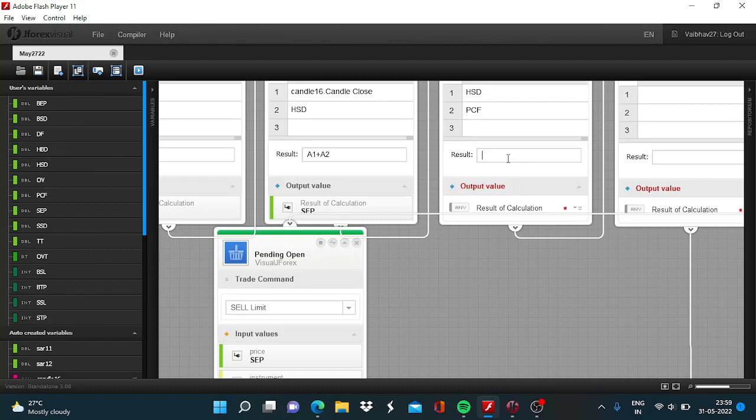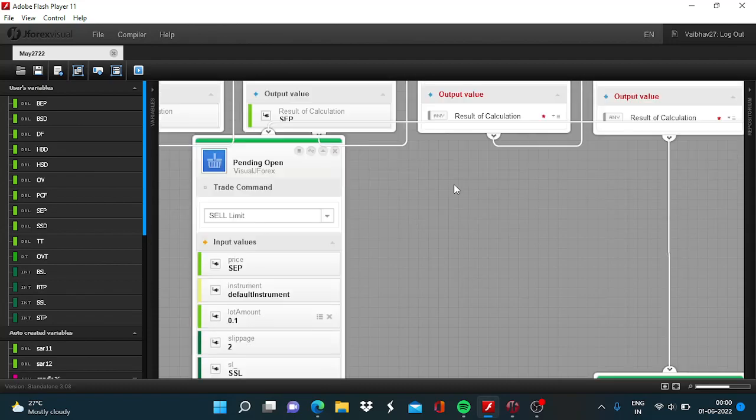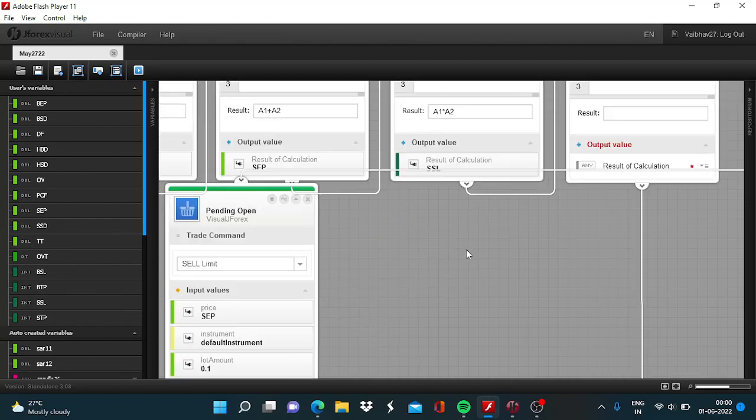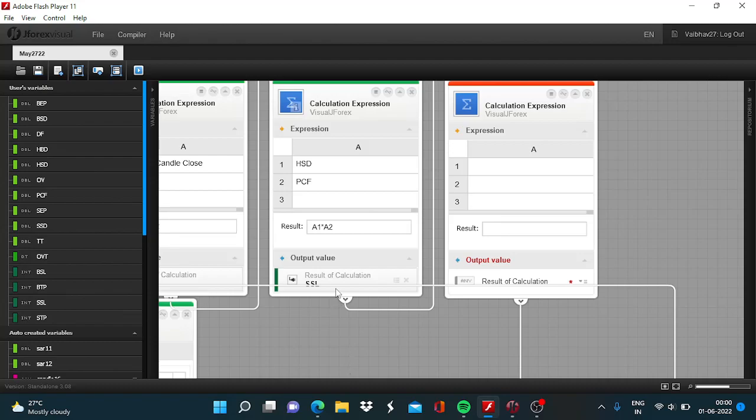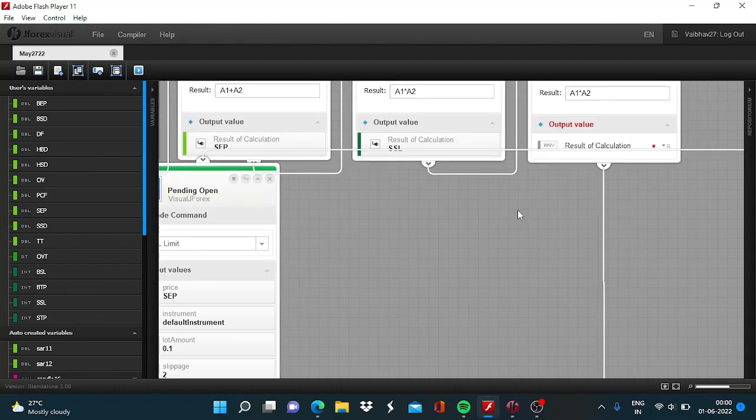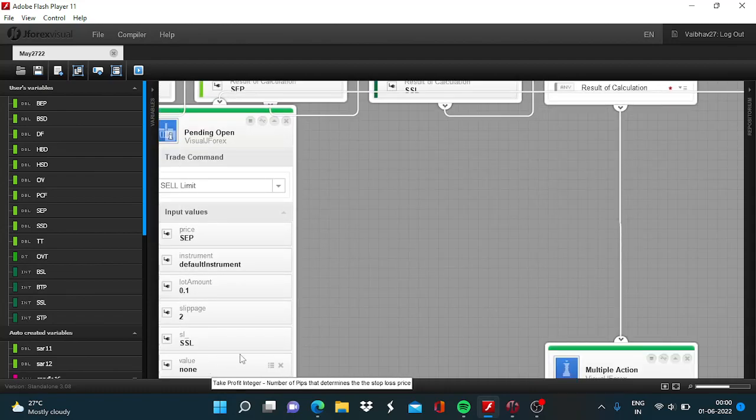So this will be A1 into A2, and whatever is the output value, we will assign it to the stop loss. And the stop loss will be multiplied by 2. So this is again A1 into A2, and that is our target price.